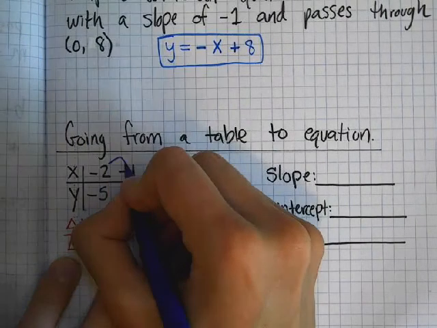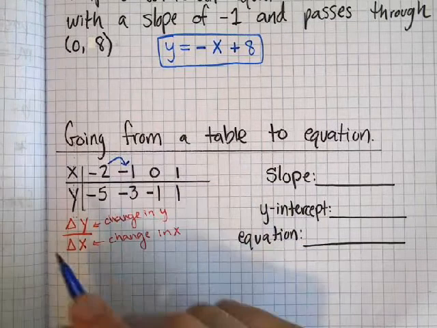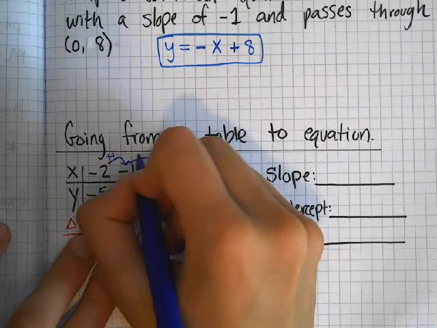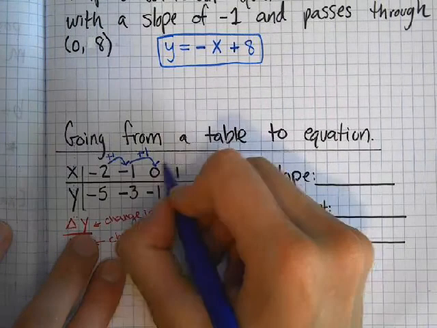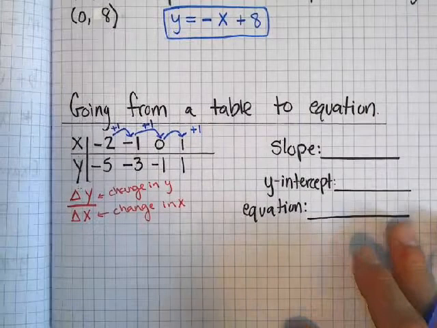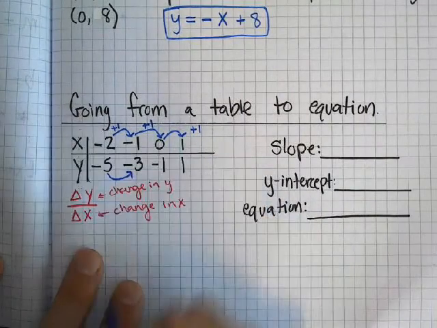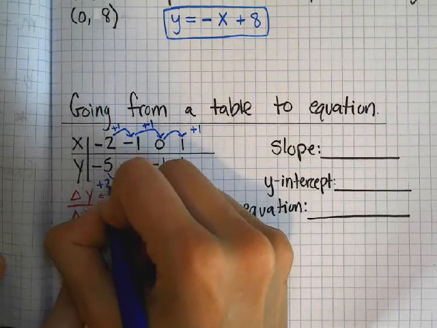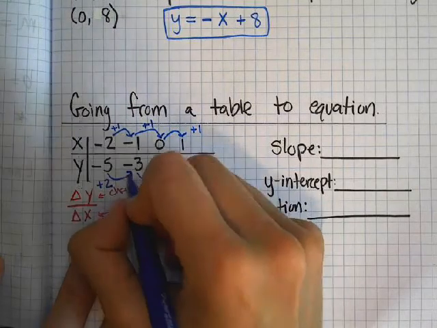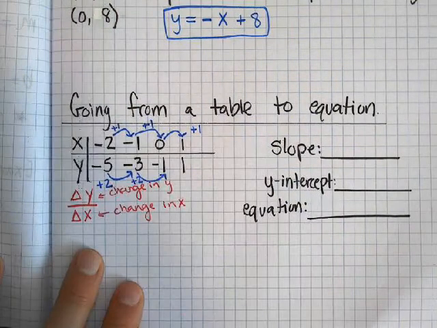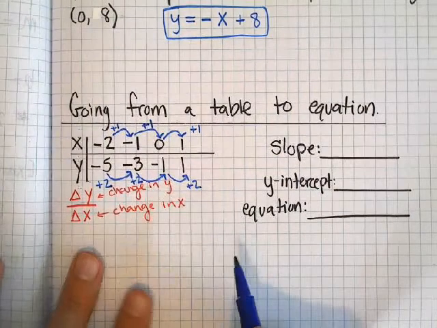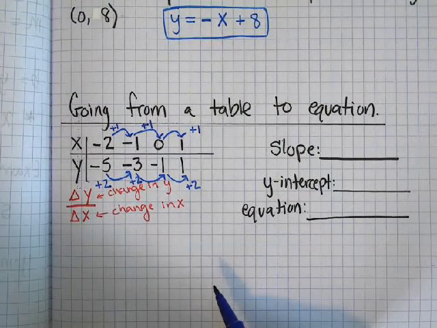So let's see, how do I get from my first x to my next x? Well, to get from here to there, I'm going to add 1. Okay, to get from -1 to 0, plus 1. From 0 to 1, plus 1. Okay. On my y's, how do I get from -5 to -3? Well, right there I'm going to add 2. From -3 to -1, I'm going to add 2. From -1 to 1, I'm going to, again, add 2. So those are all constant.